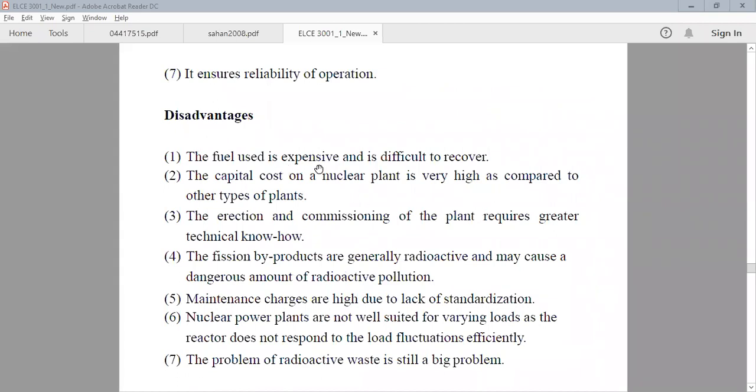Disadvantage: fuel is expensive. Initial costs are high, okay? And also the problem of radioactive waste.